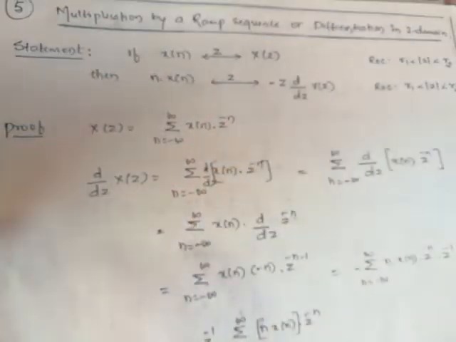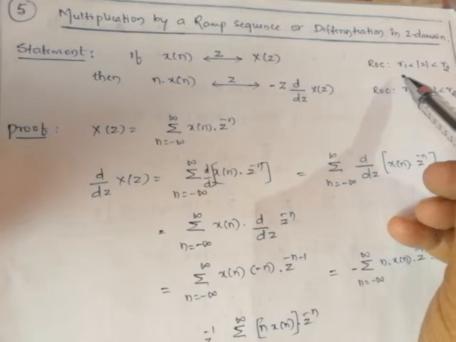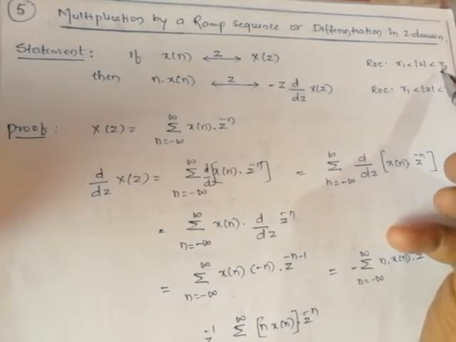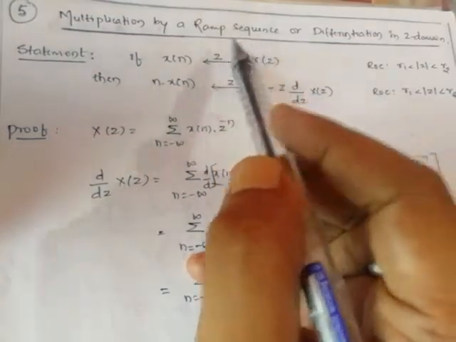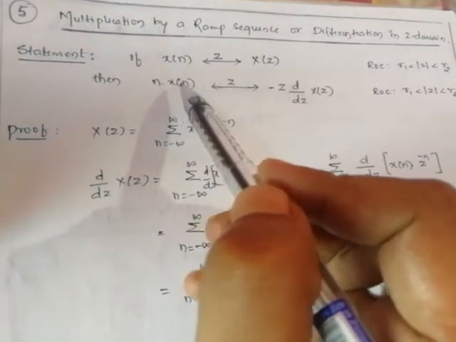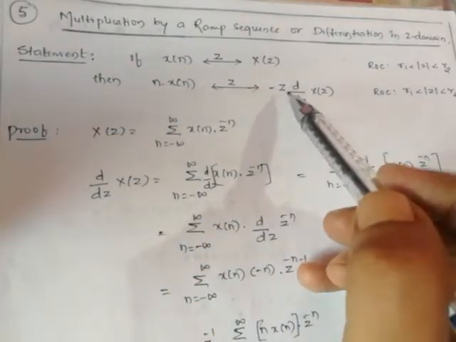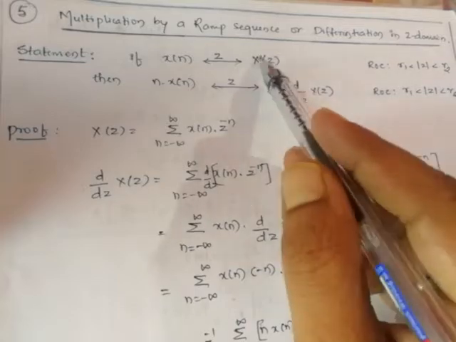If x of n has ZT pair x of z, with ROC of the form R1 less than mod of z less than R2, then multiplication by a ramp sequence: if we multiply the given sequence by the ramp sequence n, what will be the z transform? That is, n into x of n has ZT pair minus z multiplied by the differentiation of x of z.